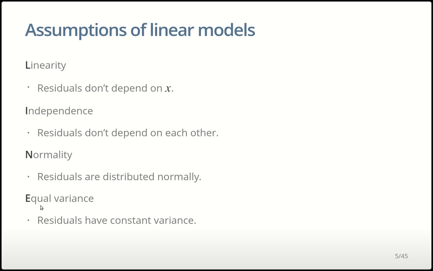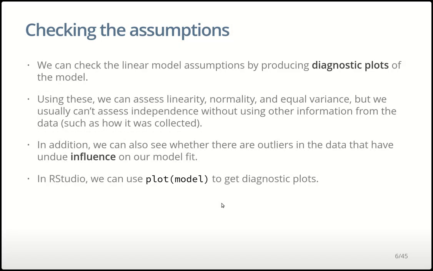And the last one is equal variation. So we assume that the residuals have constant variation that doesn't depend on x. So as you change your x, as you move across the plot from left to right, the amount of scatter around the line is relatively constant. And we check these things by using diagnostic plots. So you remember there's essentially four diagnostic plots that are produced, and with those we can assess linearity, normality, and equal variance, but we can't assess independence.